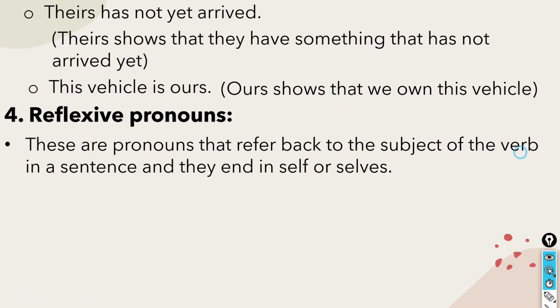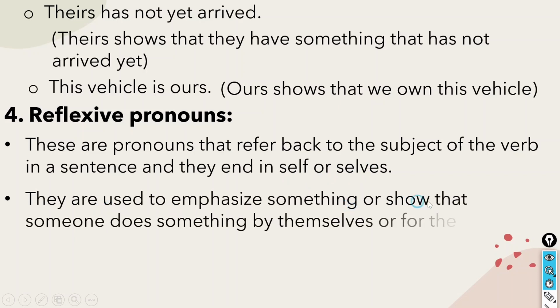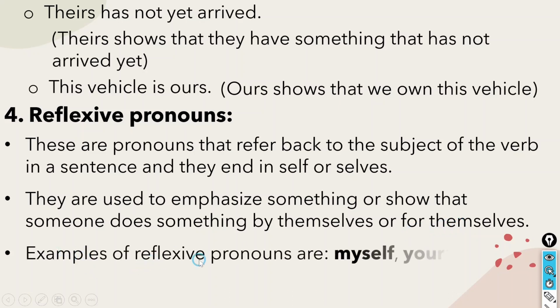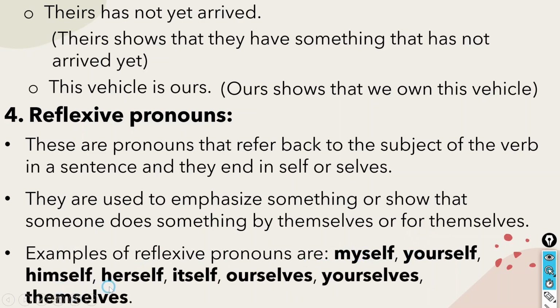Remember, the subject of the verb is like the doer of the verb. They'll be referring to that doer, and they end in self or selves. They are used to emphasize something or show that someone does something by themselves or for themselves. Examples of reflexive pronouns are myself, yourself, himself, herself, itself, ourselves, yourselves, themselves. These are the words we use under reflexive pronouns.